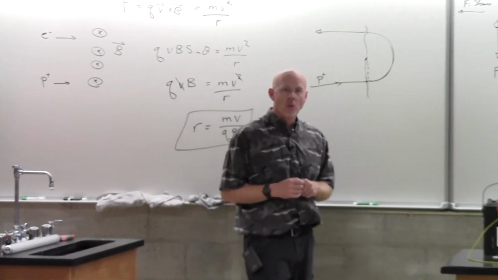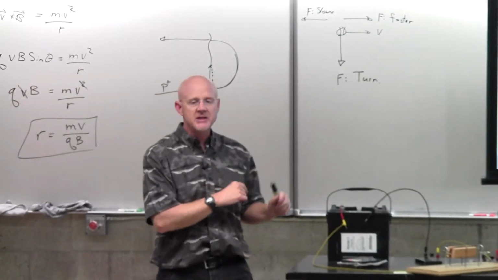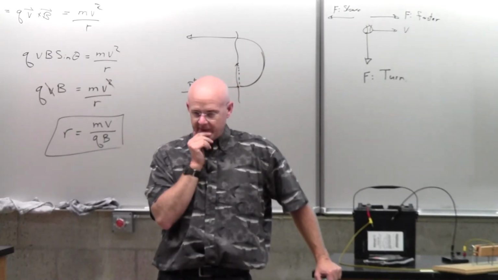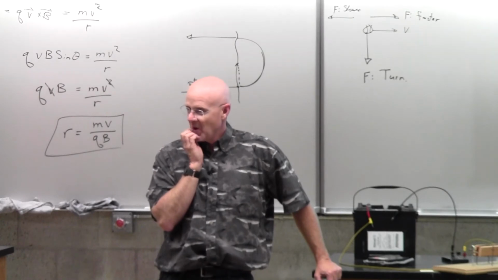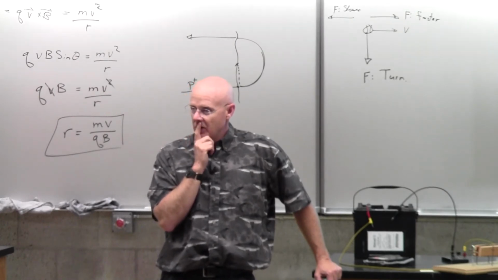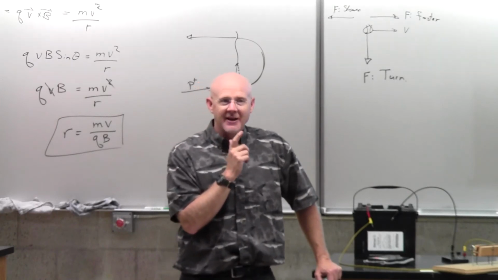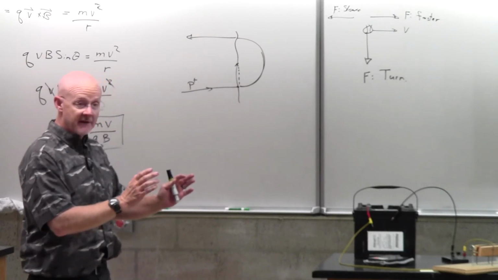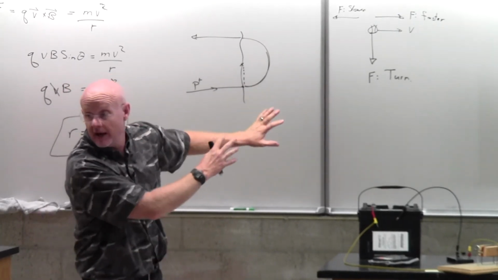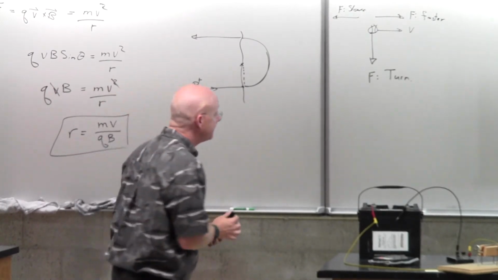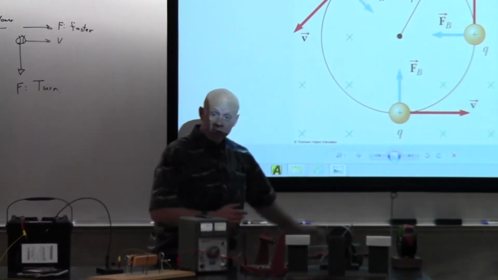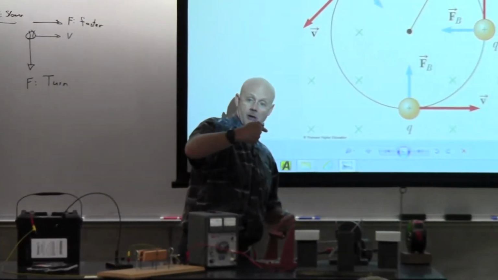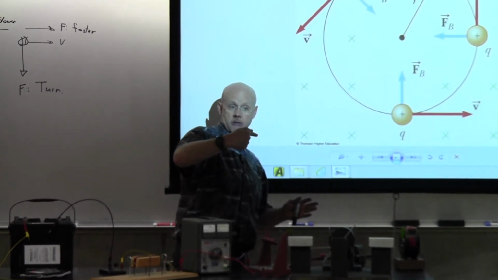Now, what if it wasn't quite so easy as this? That is, what if the electron was not moving perpendicular to the magnetic field? How would this be different? What if, again, the magnetic field is into the board, as we have here, and this proton, this positive charge, instead of moving straight across the room, is moving in at an angle like this? What would you do?